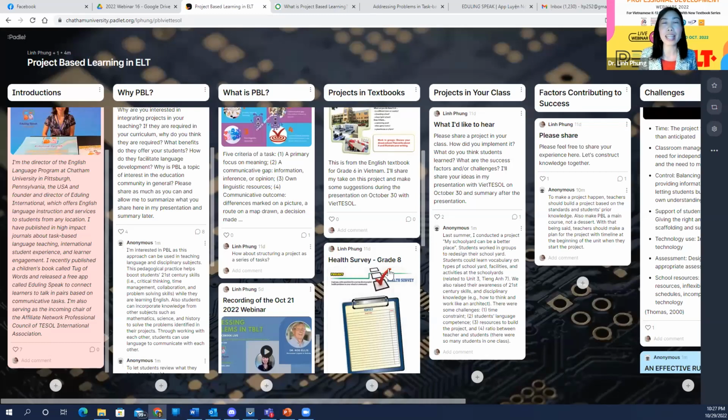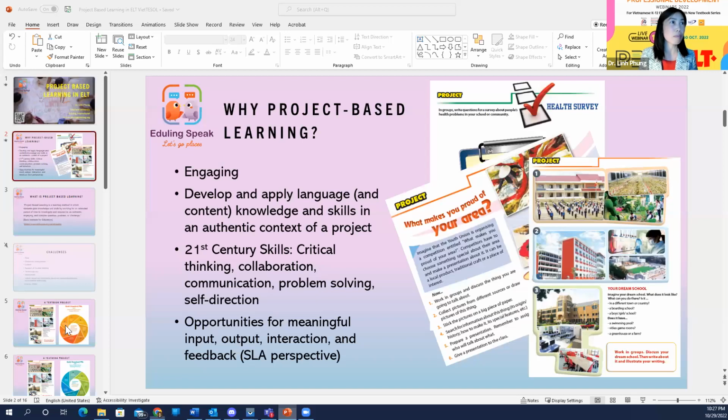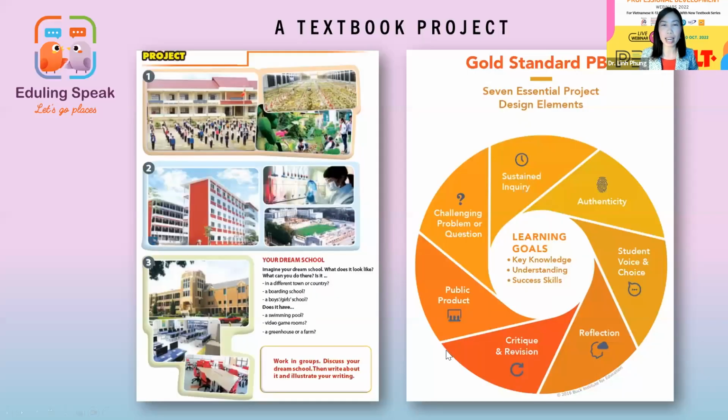And let's take a look at one of the projects that I found in an English textbook in Vietnam here. I think this is for grade 6. So I don't know if any teachers here have seen this project in their course or have conducted it with their students. I'm not seeing a lot of people, so I feel like I'm talking to myself. So I'm just wondering if you have given this project to your students in your class.